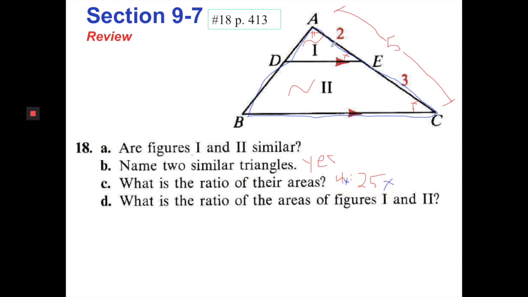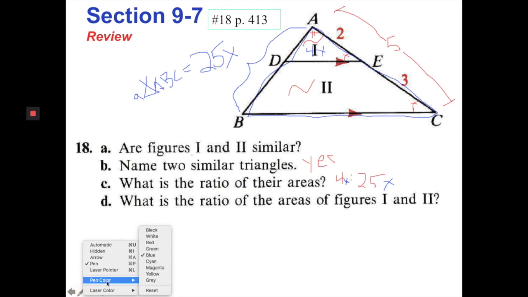So whatever the area is here, we would just need to multiply it by 25 and divide by 4 to get the area of the entire triangle. So if I label this here as 4x, and this as 25x, area of triangle ABC would equal 25x. Area of triangle ADE would be 4x.